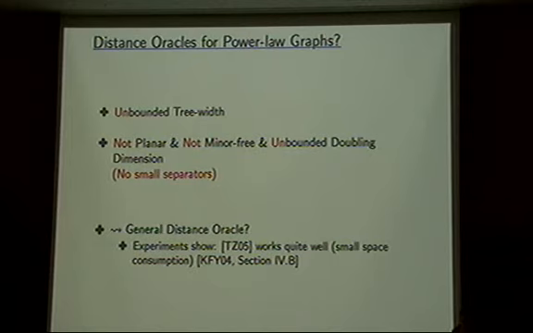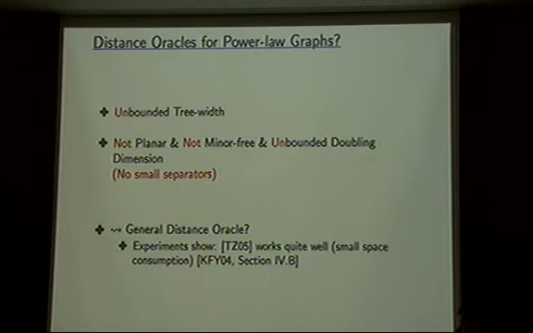So these complex networks, they don't have bounded tree width. They're not planar, they are not minor free, and they're not road networks. So all of the previous approaches fail. And, well, the only thing we could do is we could just apply a general distance oracle, such as the one by Thorup and Zwick we saw before.